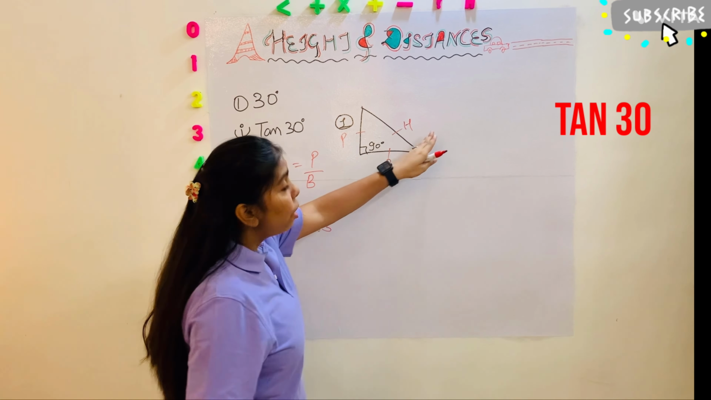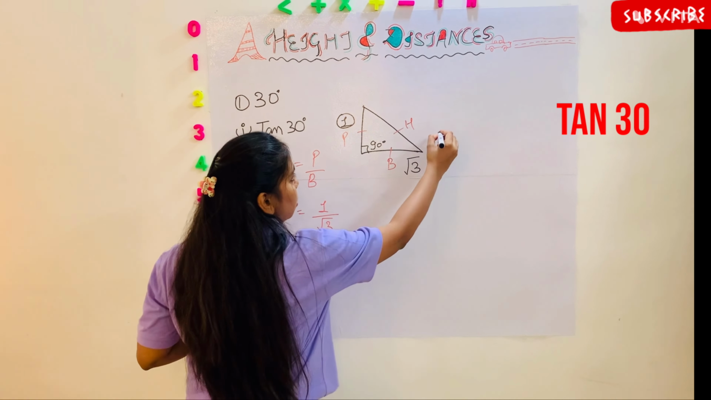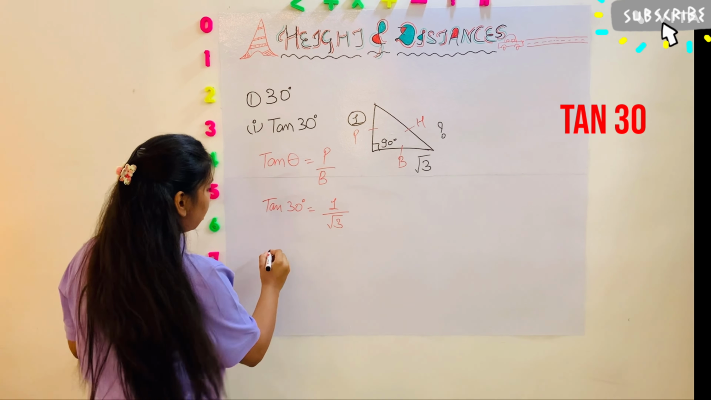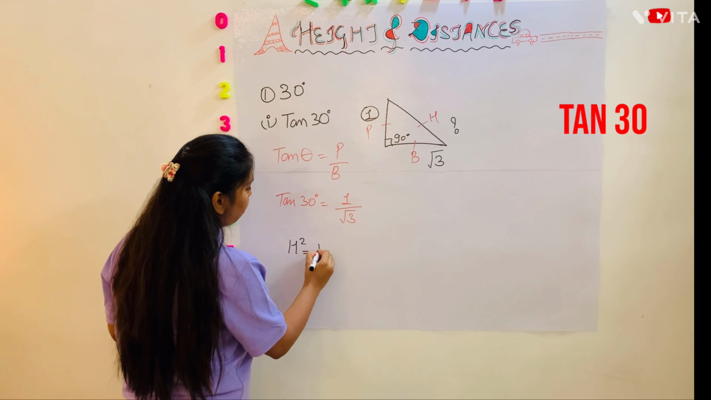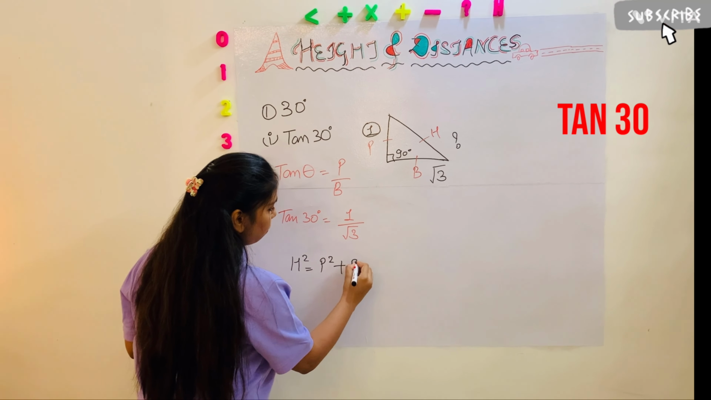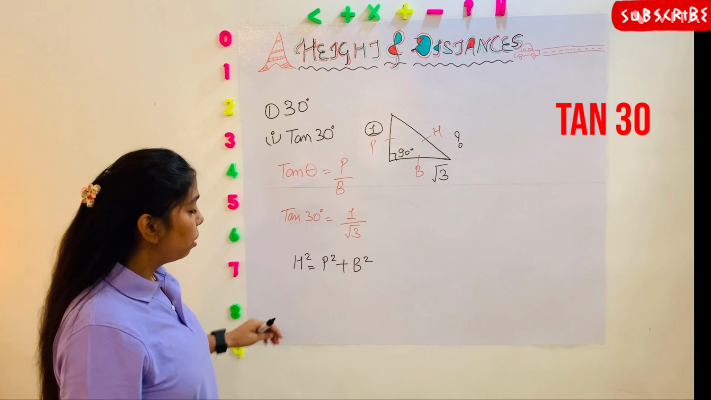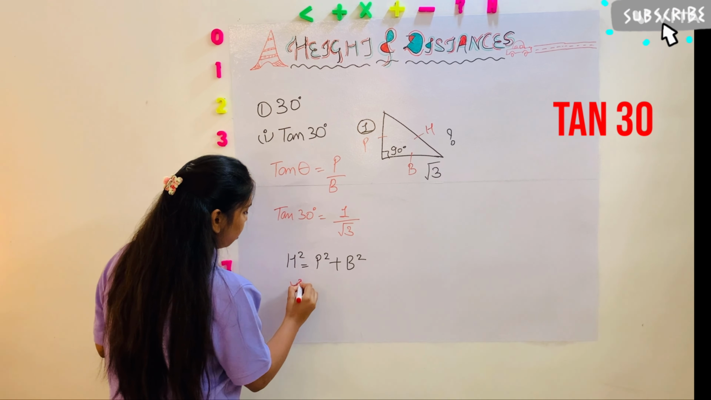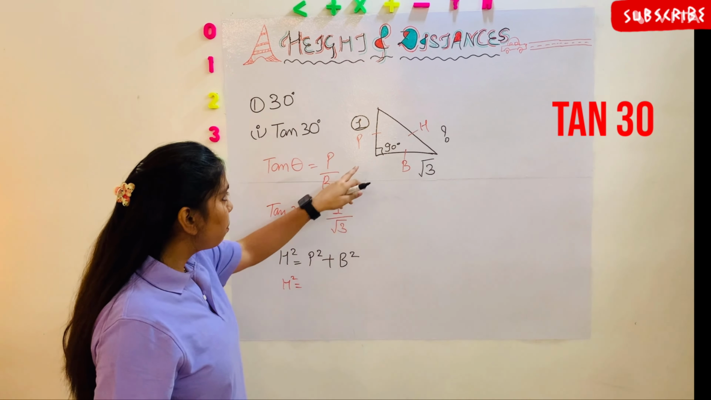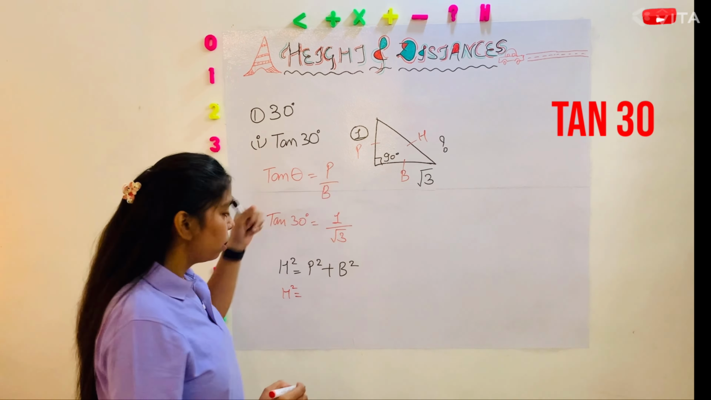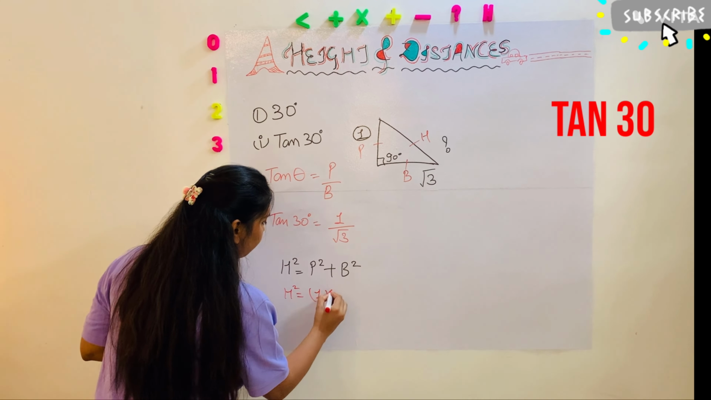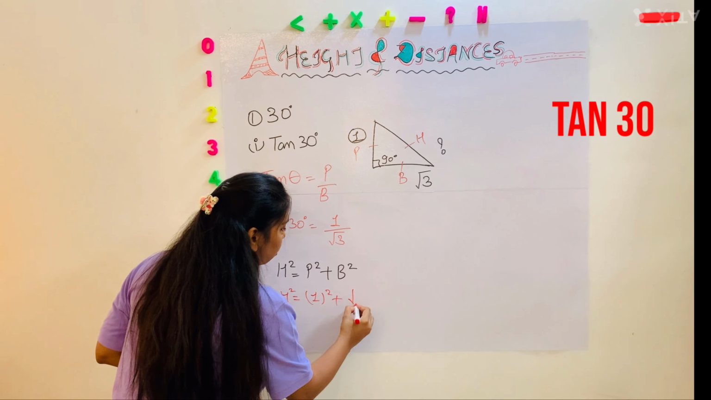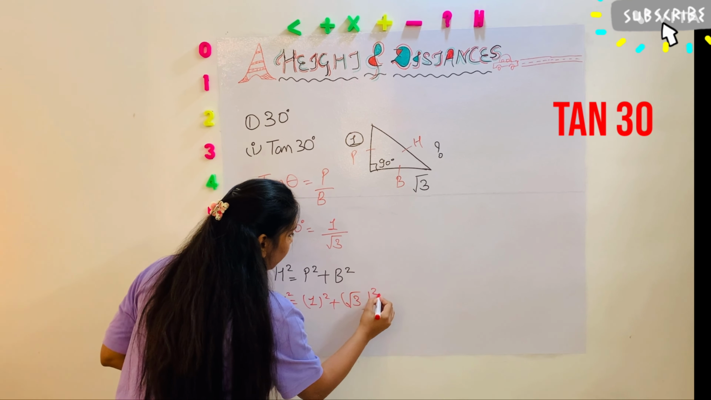Okay. And we have to find out the value of hypotenuse. So here the Pythagoras equation is hypotenuse square is equals to perpendicular square plus base square. And we don't know the value of hypotenuse. So here is hypotenuse square is equals to, what is the value of perpendicular? Perpendicular is equals to 1. So the square of 1. And the value of base is root 3. So root 3 square.